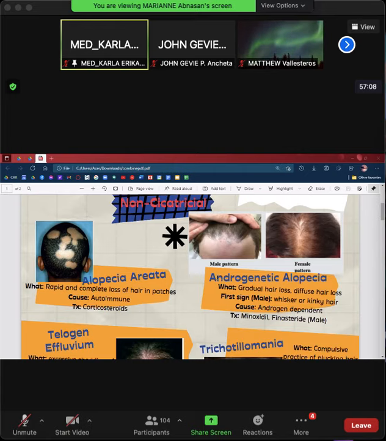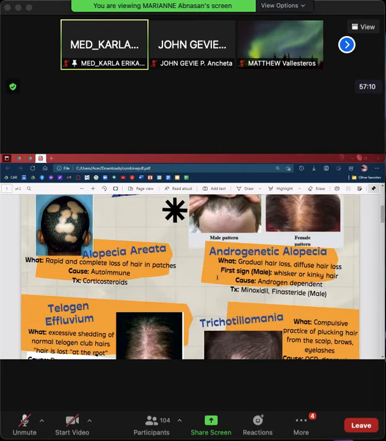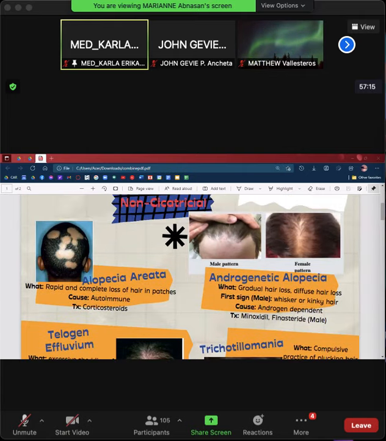The next is the pattern alopecia or the androgenetic alopecia. We have the male pattern and the female pattern. For the male pattern, this is usually gradual hair loss, and for the female, it is usually diffuse hair loss. The first sign in males would be a whisker or kinky hair, and the cause is usually androgen dependent, or an increase in androgen. The treatment is finasteride mainly in males, 1 mg. And for the females, minoxidil is said to have greater potency than finasteride.